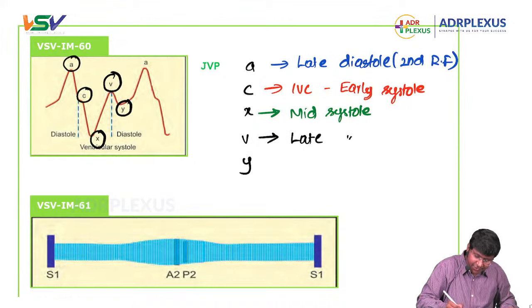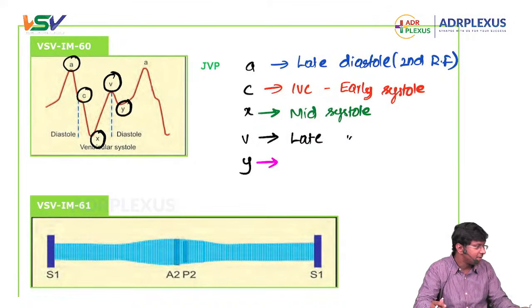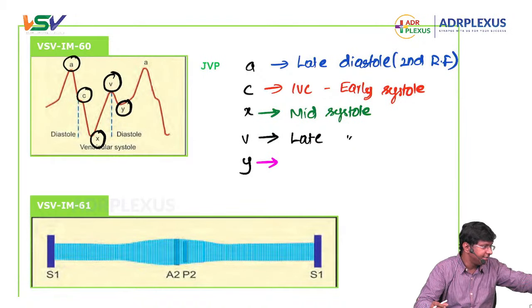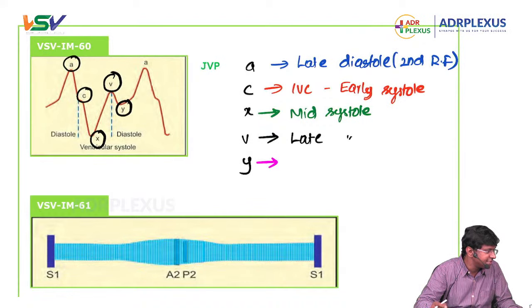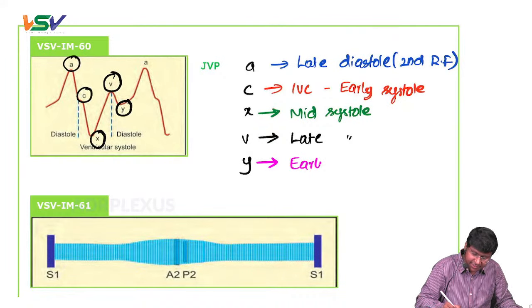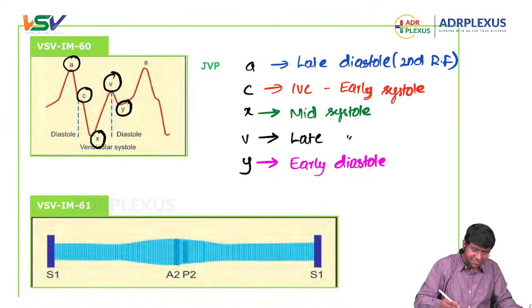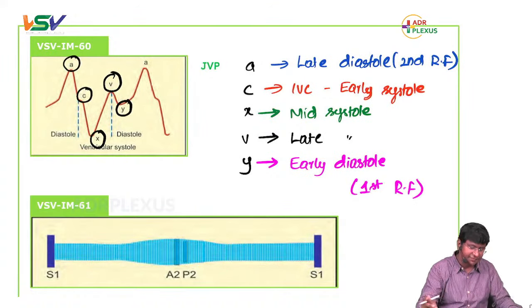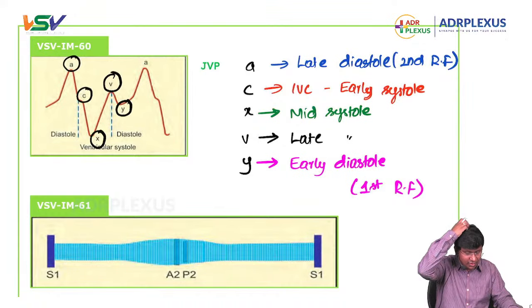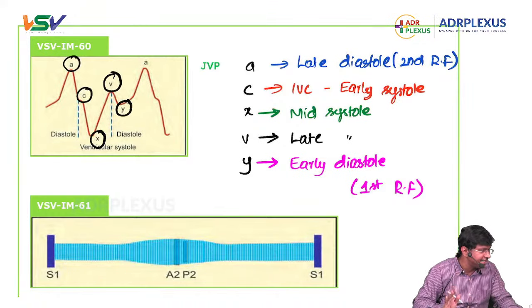Then finally Y wave corresponds to, anyone? Y wave, what does it correspond to? Yeah, so this will correspond to your atrial emptying, which is nothing but the early diastole, which is nothing but the first rapid filling. So that will be your Y wave. So this is about correlating the JVP waves with the cardiac cycle.